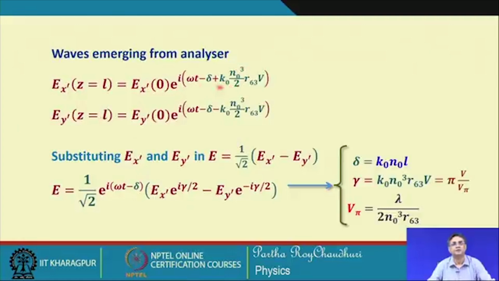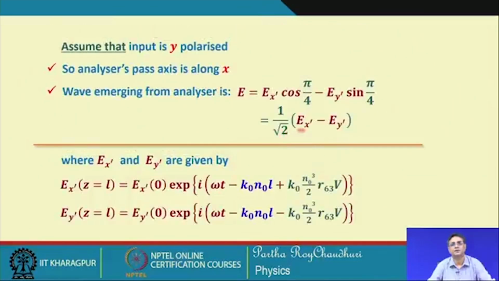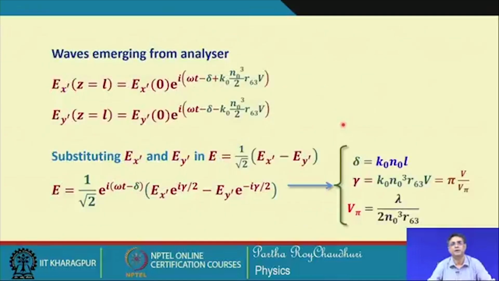So, these are the two electric field components along x dash and y dash. Now, in this E x dash and E y dash, if I substitute this value which we have calculated here, because it is halfway through x, halfway through y, it has equal amplitude for x prime and y prime. Therefore, if I substitute for E x dash and E y dash, then we can write this equation in terms of this.